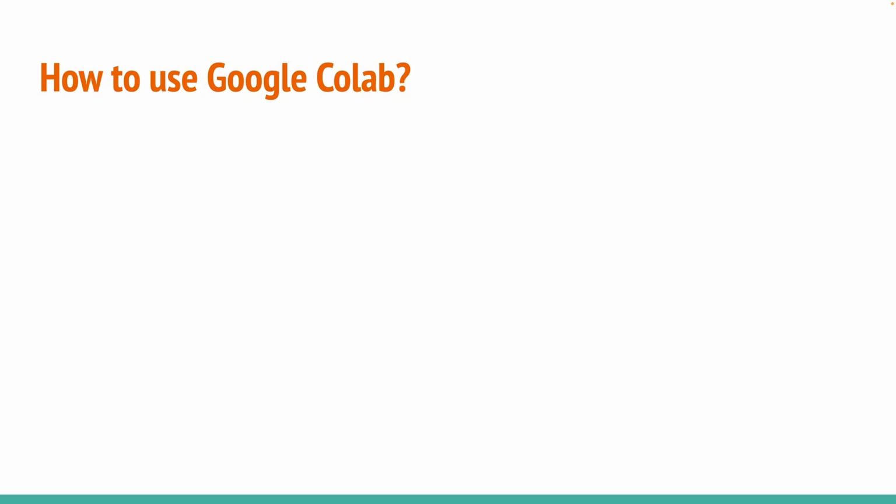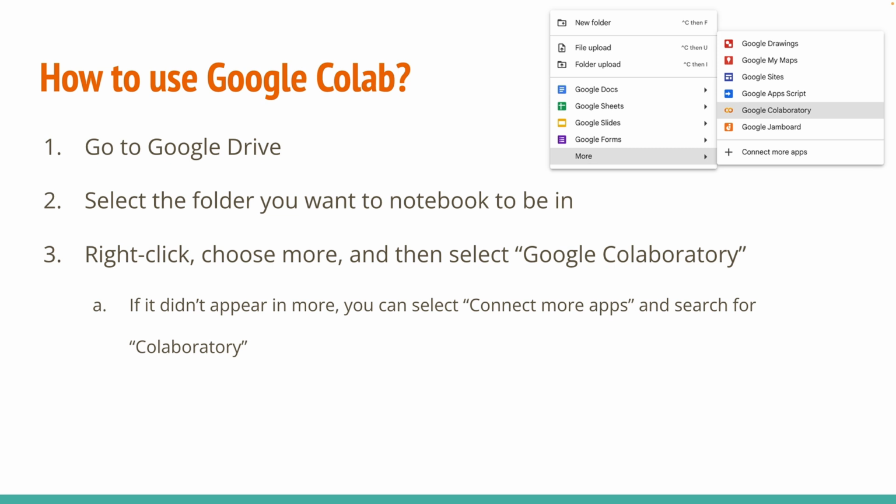Okay, so how do we use Google Colab? Firstly, go to your Google Drive, select the folder you want the notebook to be in. Then right-click, choose More, and then select Google Collaboratory. If it didn't appear in More, because we didn't select it before, you can select Connect More Apps and search for Collaboratory.